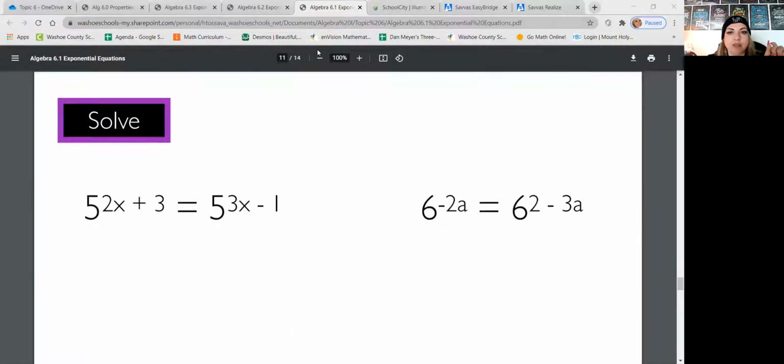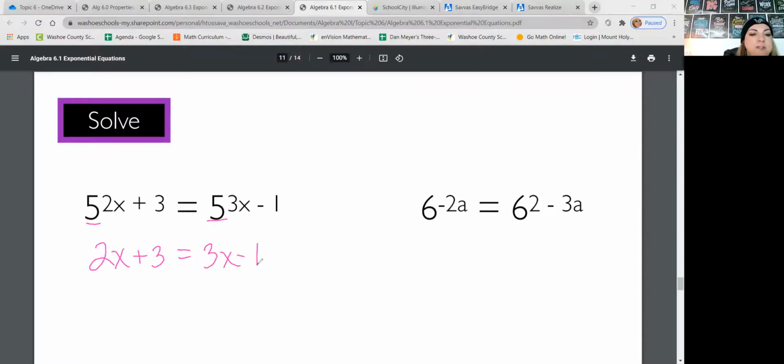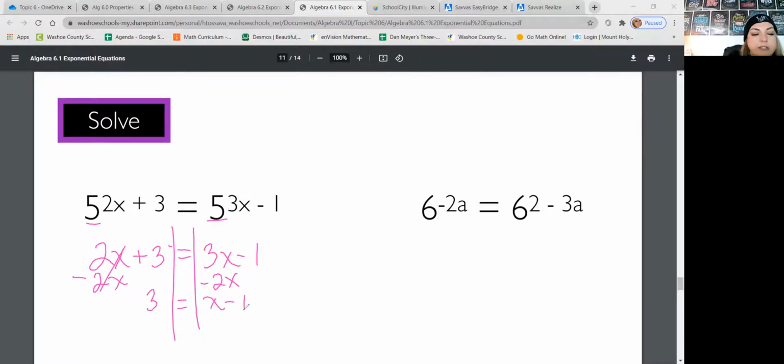Make sure you're writing these down. Okay, here we go. The bases are the same, so we just need to write down the exponential expressions as an equation and solve it. We subtract 2x on both sides. We get 3 equals x minus 1. We add 1 to each side, and x equals 4.